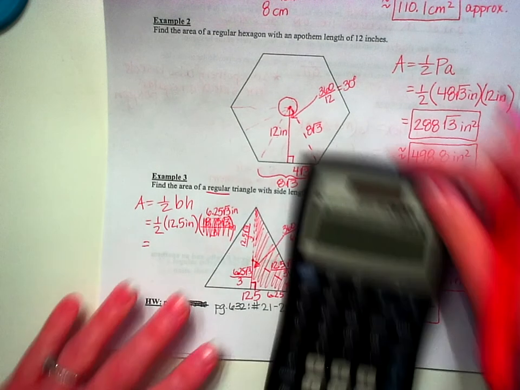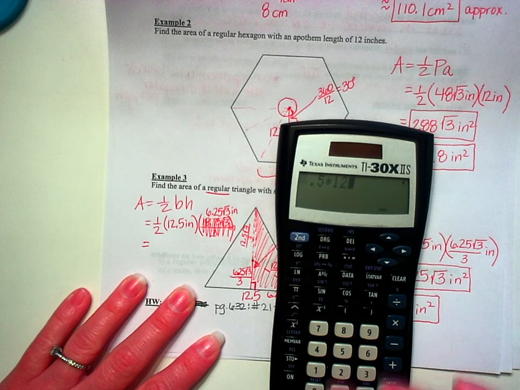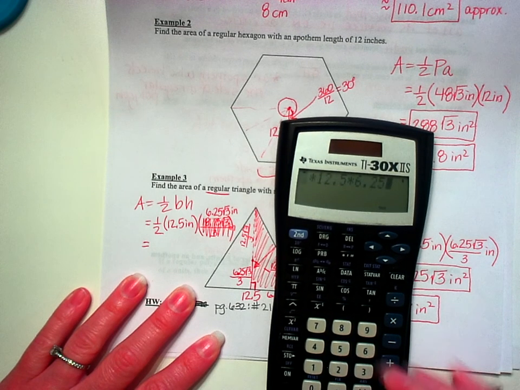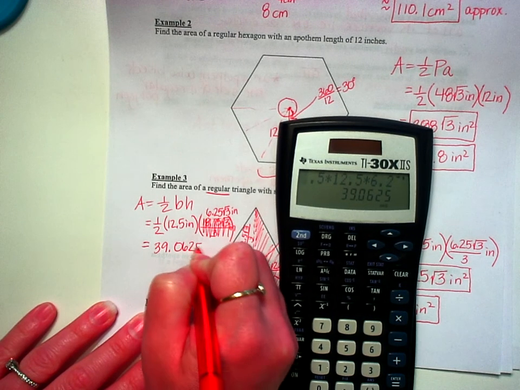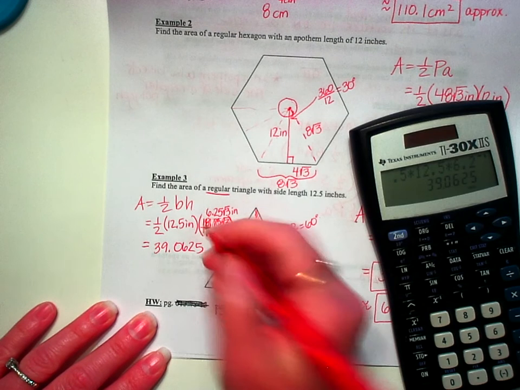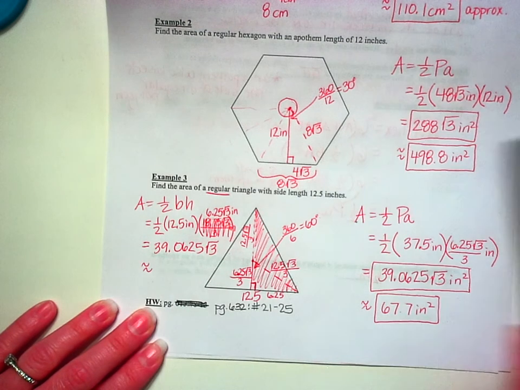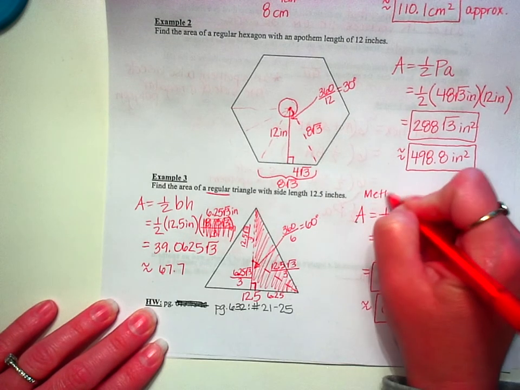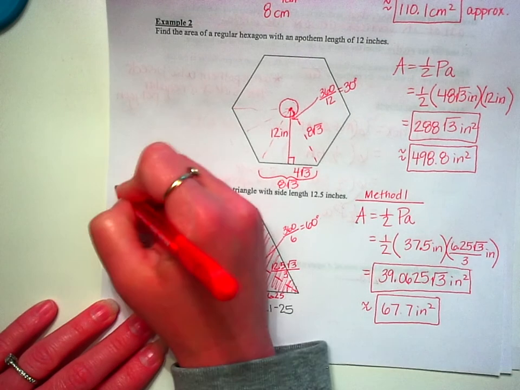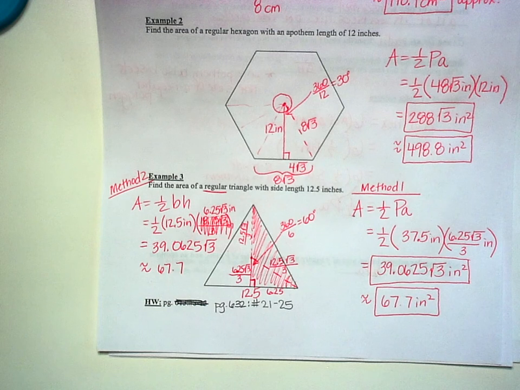All right, now we're going to put this in our calculator. So 0.5 times 12.5 times 6.25. And we get the 39.0625, and then we put the radical 3 next to it. And again, that'll be approximately 67.7. So this is method 1, and this is method 2. I don't care which way you do it, both ways work. We get the same answer either way.